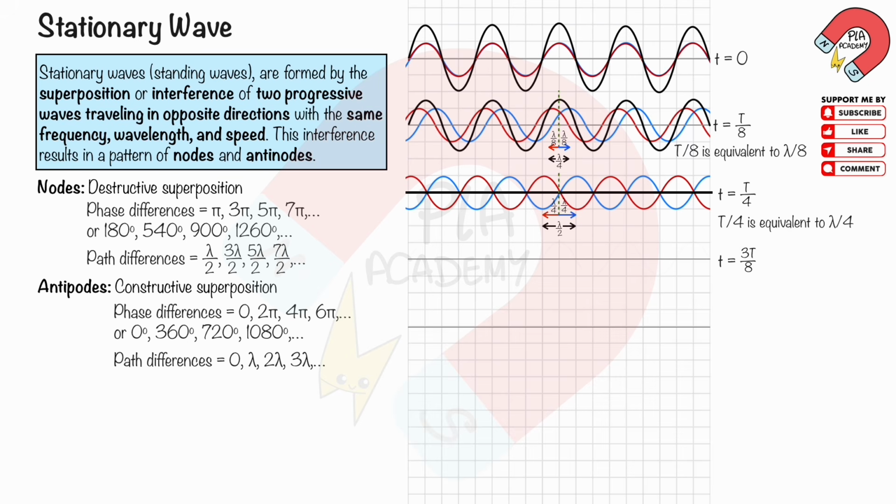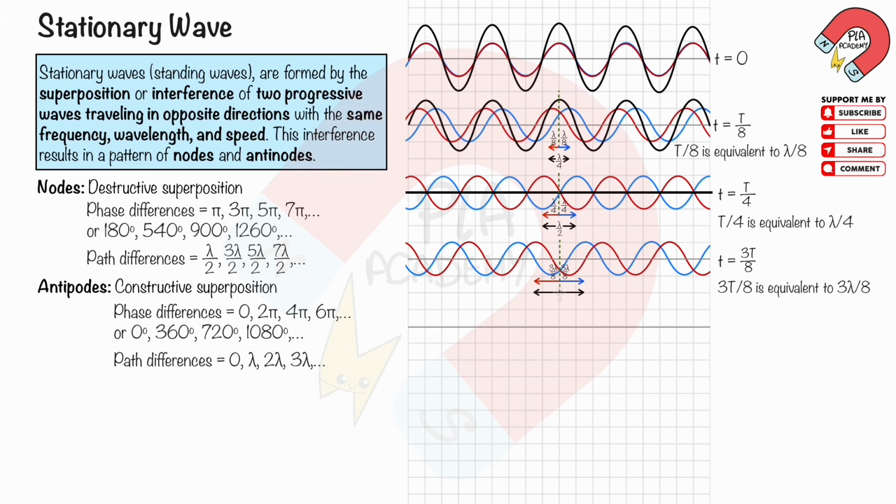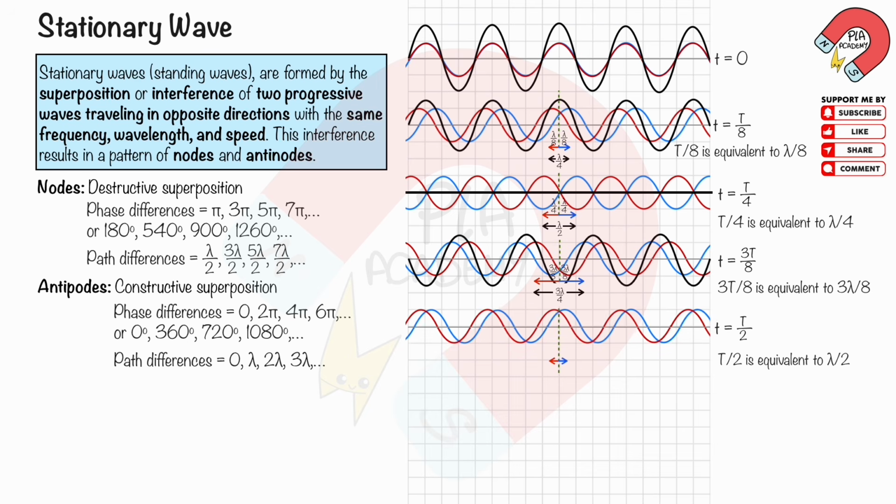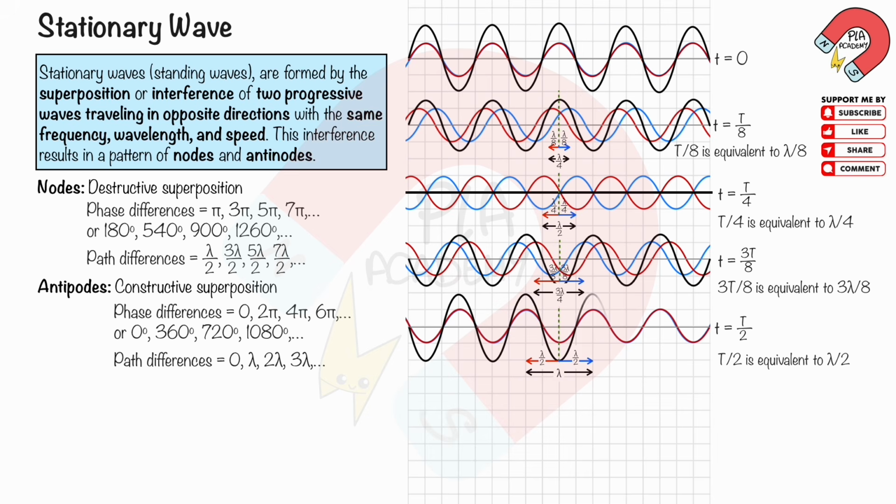After 3/8 of a period, each wave travels 3/8 of a wavelength in opposite directions, resulting in a 3/4 wavelength separation. They superpose to form the stationary wave shown in the black wave. After half a period, each wave travels half a wavelength in opposite directions, resulting in a full wavelength separation. They superpose to form the stationary wave shown in the black wave.